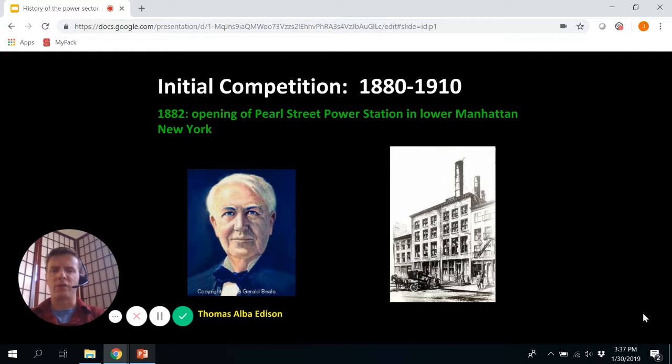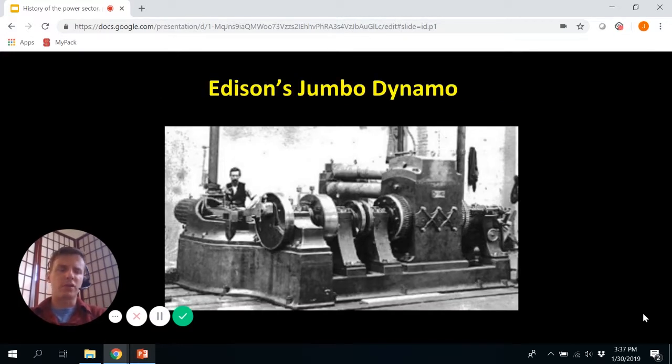These were the early days of the electric power industry. The first power plant that was operational in the United States was operated by Thomas Edison. It opened in 1882. It was called the Pearl Street Power Station, and it was located in Lower Manhattan in New York. This is a picture of the generator that was used within the power plant to produce electricity.